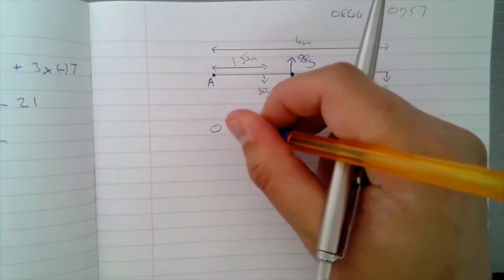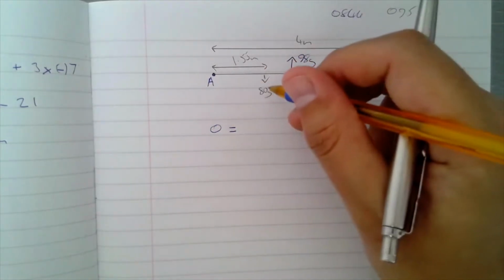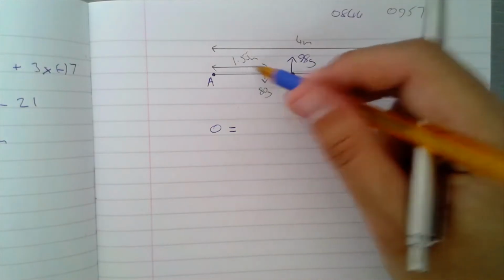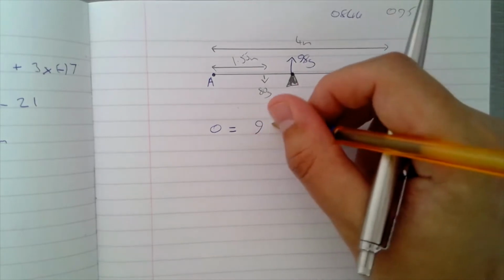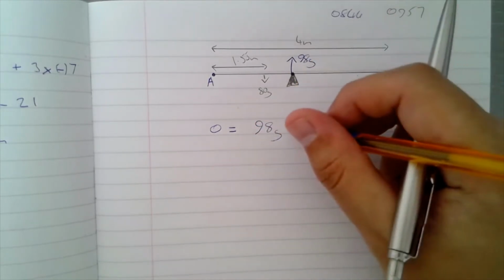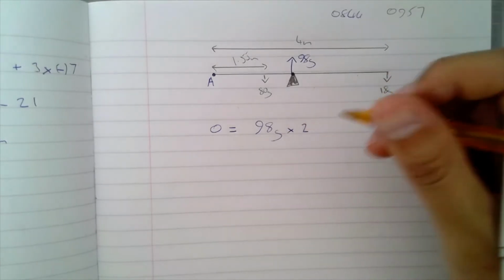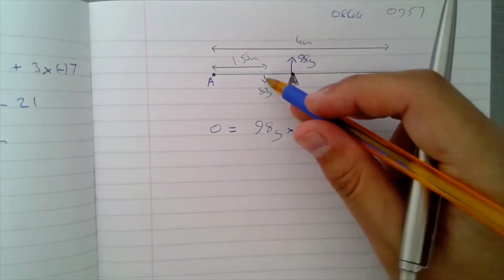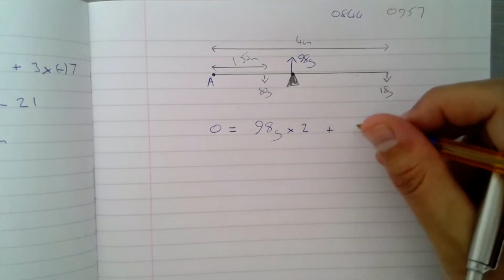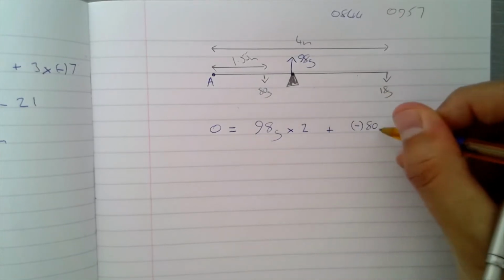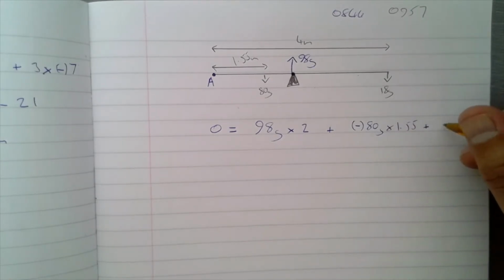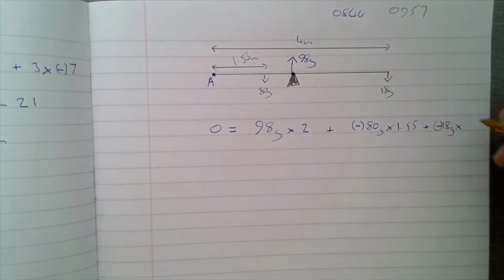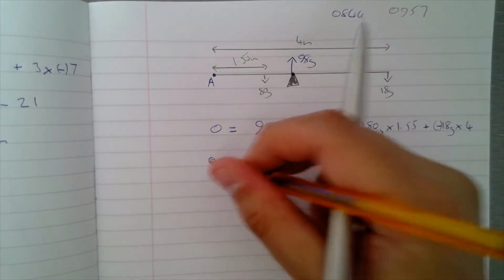I'm assuming that this thing's going to be in equilibrium, because I said earlier that had to be. If it was 1.55 meters along here, so I've got 98g acting in this direction, and that's times by 2. And then I've got this 80g, so I've got minus 80g times 1.55, and then I've also got minus 18g times 4. So hopefully that should equal 0 altogether.